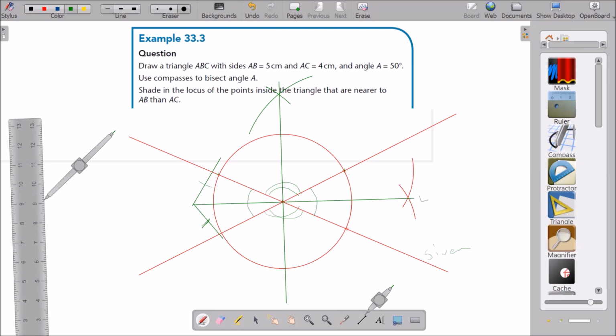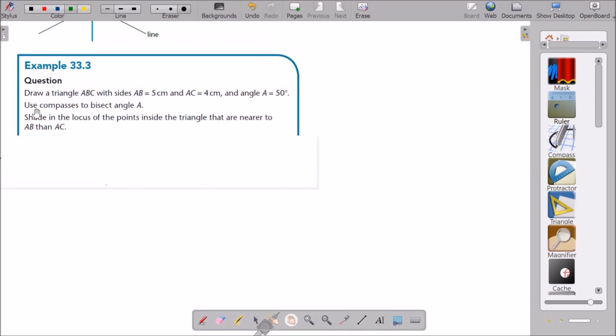This is the locus in green. If we drop a perpendicular from any point on the locus to the given lines, the distance will be equal. This distance is equal to that. All right, let's look at an example. Draw a triangle ABC with sides AB 5 centimeters, AC 4 centimeters, and angle A 50 degrees.